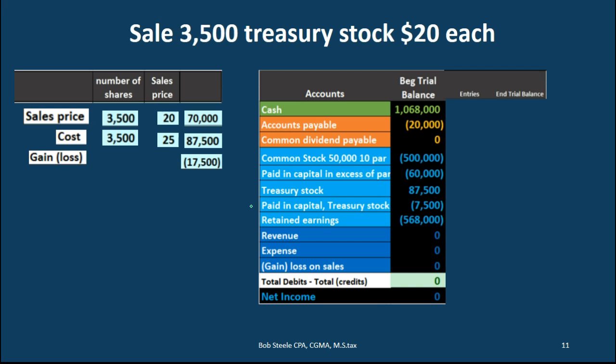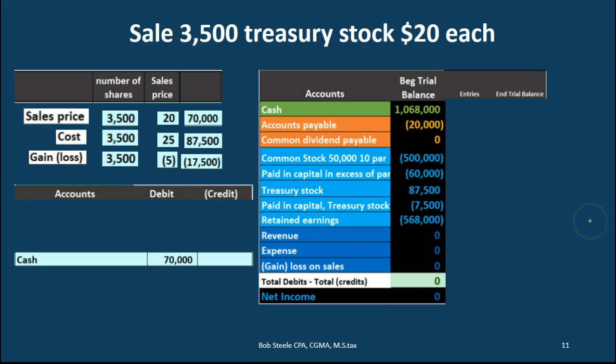Again, we're going to have to deal with how we're going to handle that gain or loss, but if it was a normal transaction, it would be a loss, meaning the cost that we purchased it for is more than the sales price. We could also calculate that by 3,500 times the 20 minus the 25, a $5 loss per share, which would give us the 17,500.